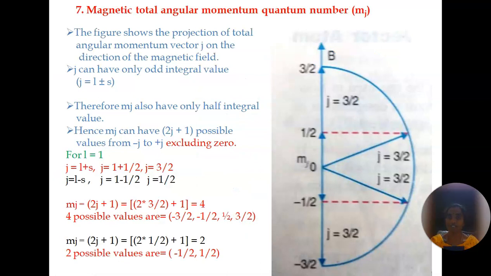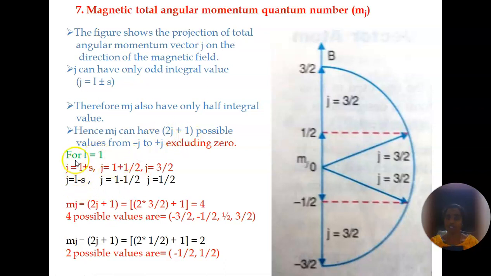Then lastly, we can see the magnetic total angular quantum number. The same 7 we have already seen. When L is equal to 3, with plus half it is 7 by 2, and with minus half it is 5 by 2. So from this, excluding 0, we have the number of values as 2j plus 1. I have the formula as 2j plus 1.